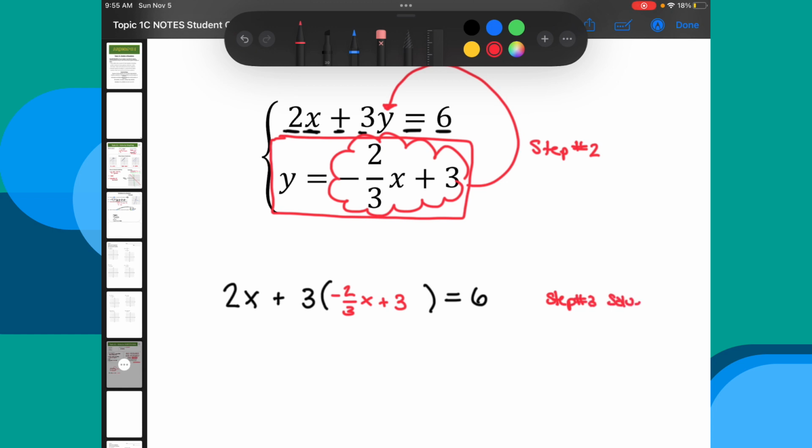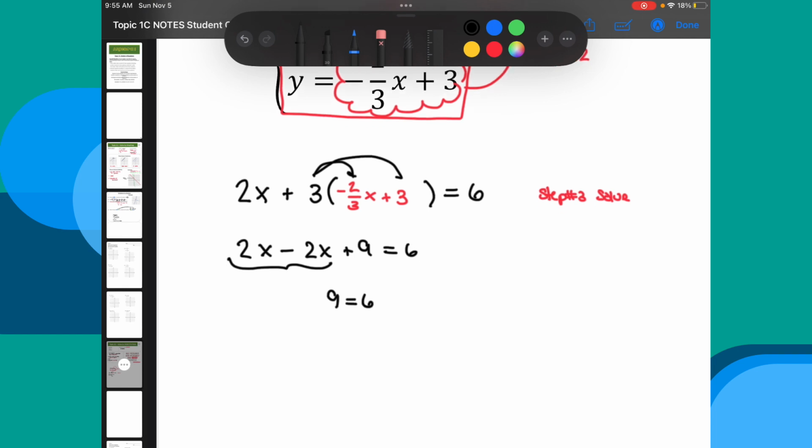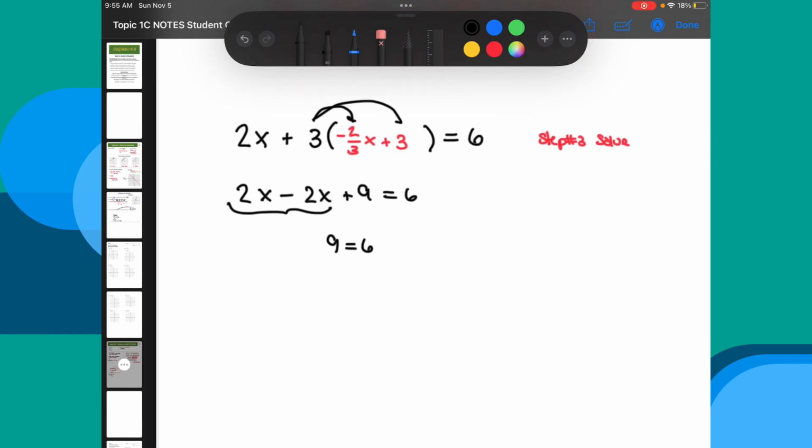Now we're going to do step number 3, which is to solve. I'm going to distribute because I have parentheses. Combine our like terms together. They cancel out. We have 9 is equal to 6. This is a special case. We don't have a variable. The variable's canceled out. So this is either no solution or infinitely many. It just happens to be that these are not equal to each other. So this is no solution.